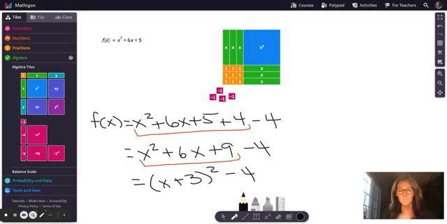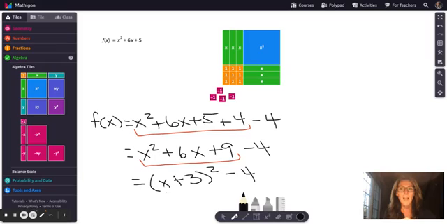Let's test this. So if you recall, if we go backwards, square the first, so x squared would be x squared. Double the product. Well, the product of this would be 3x. Double it, you get 6x. And then square the last. 3 squared is +9. So we factored this correctly.